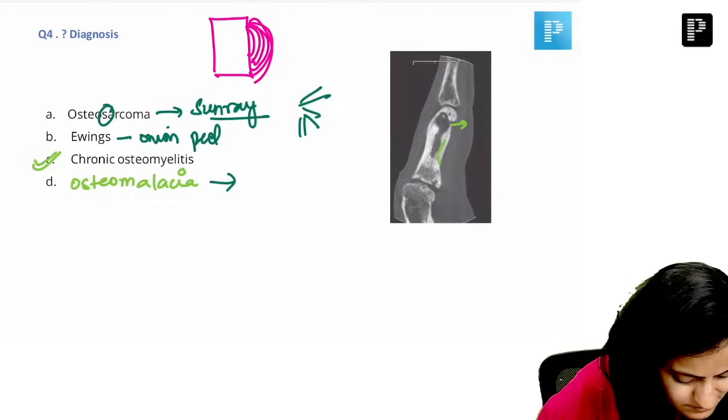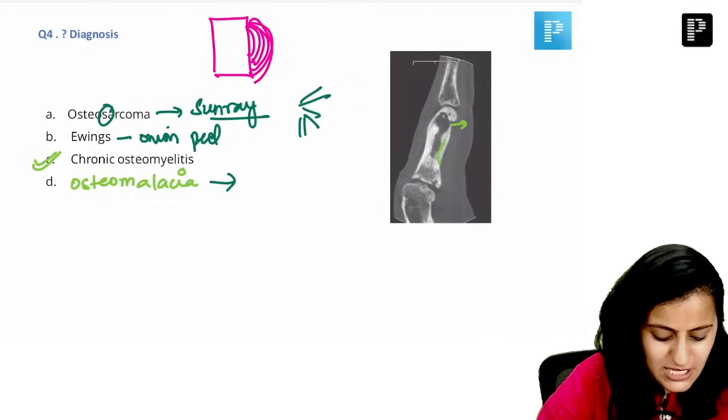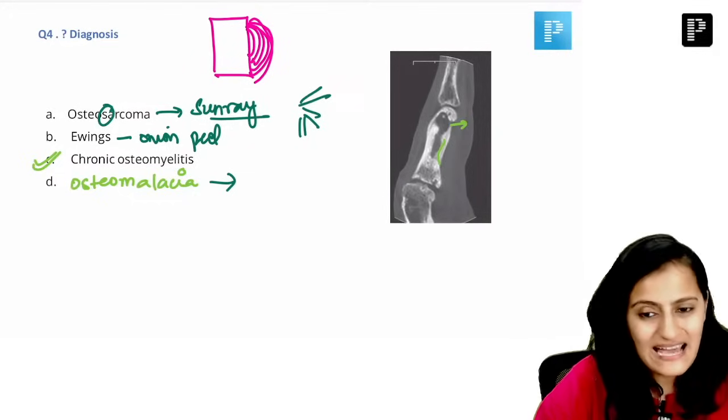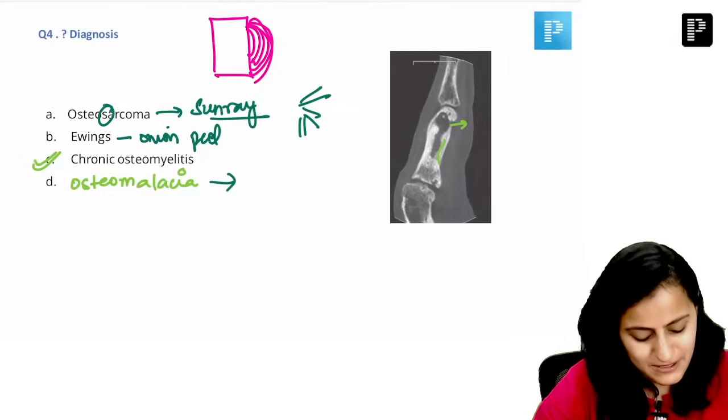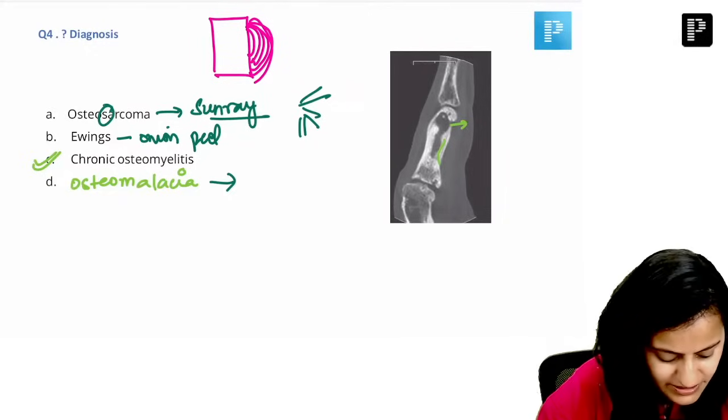No, it was not the diaphysis per se. And definitely it was not Ewing sarcoma. Okay, the proximal femur was involved there, and osteomyelitis can involve any part, right? It starts from the metaphysis, okay.